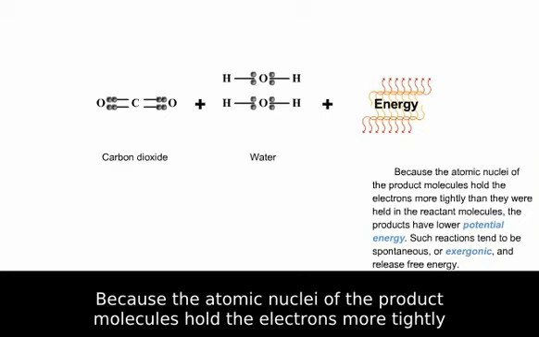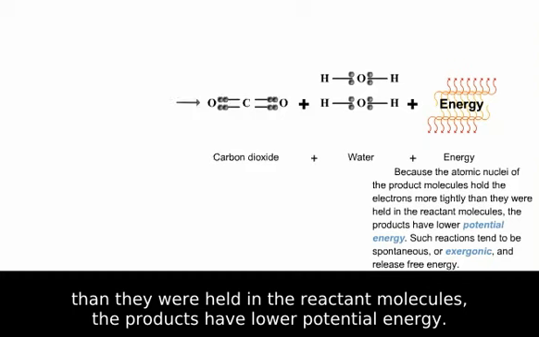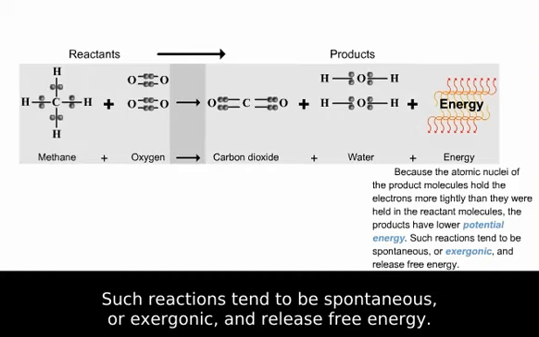Because the atomic nuclei of the product molecules hold the electrons more tightly than they were held in the reactant molecules, the products have lower potential energy. Such reactions tend to be spontaneous, or exergonic, and release free energy.